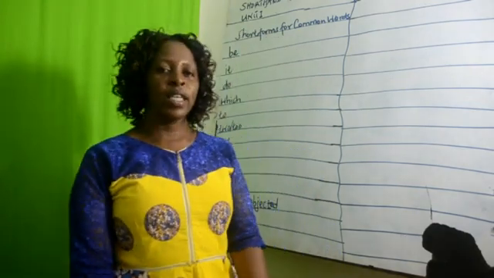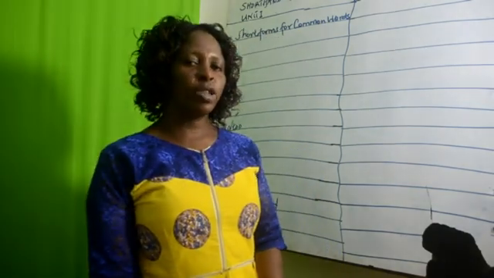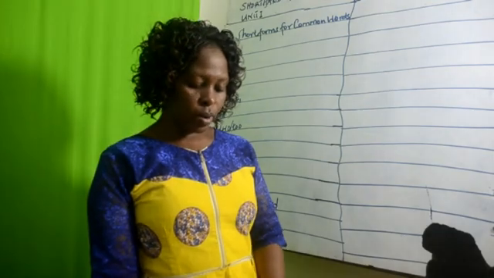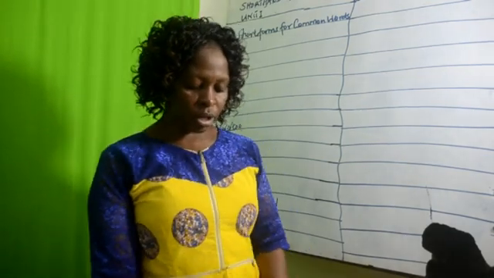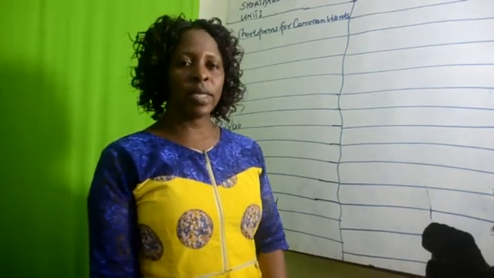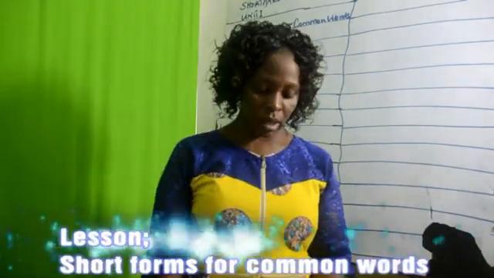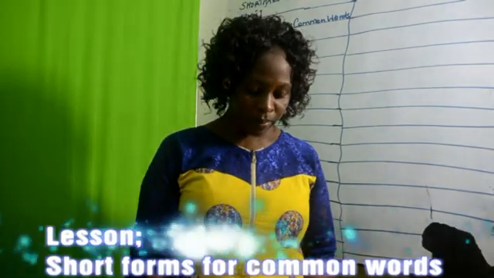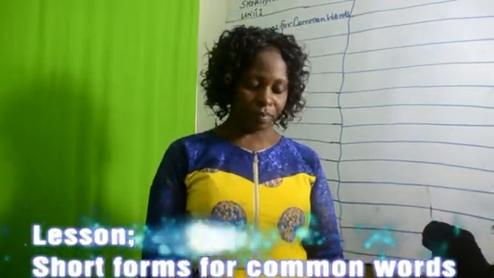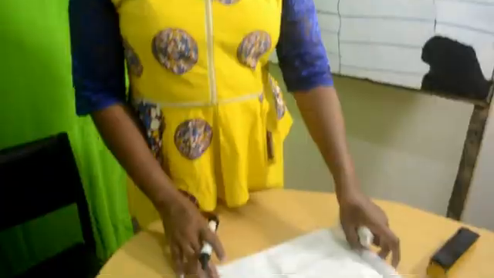Last lesson we were in Unit 1, and this is the continuation of Unit 1, where today we begin with short forms for common words. We are looking at short forms for common words today, so welcome as we begin. Let us look at short forms for common words in Unit 1, in our books on page 4.